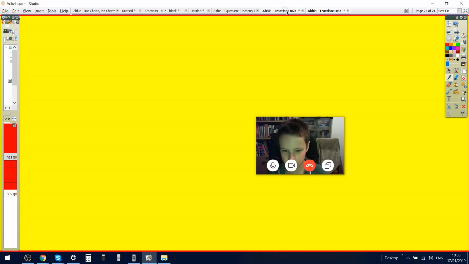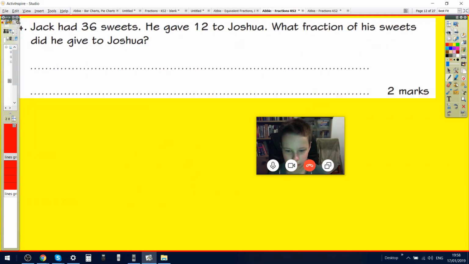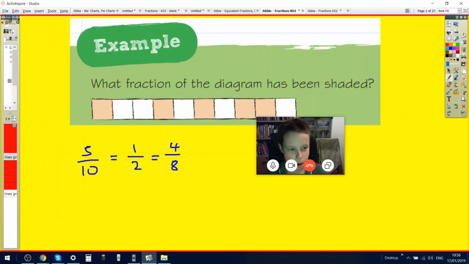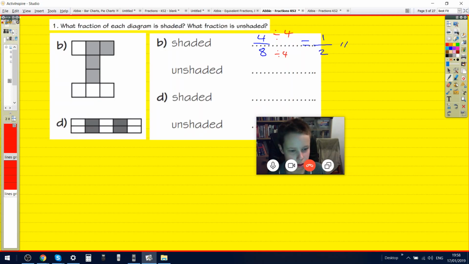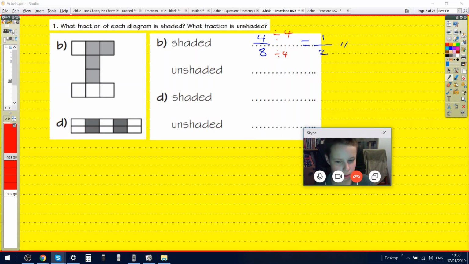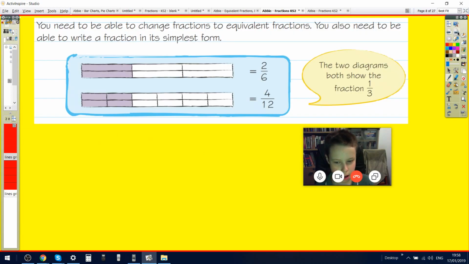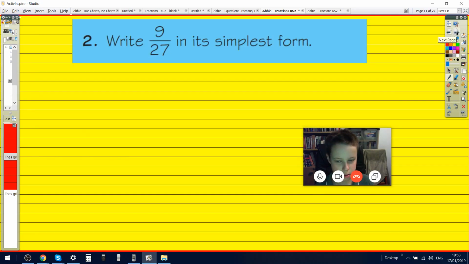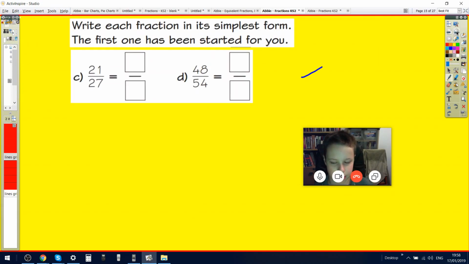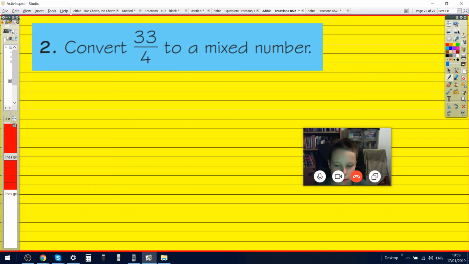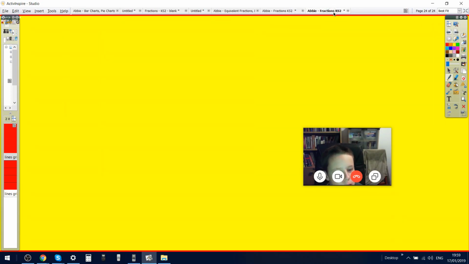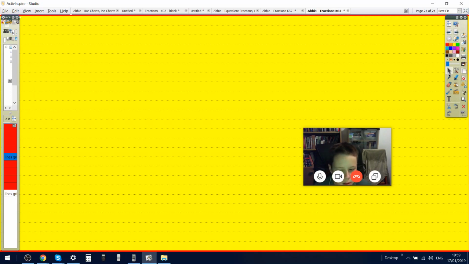Okay, so let me just take one last look here. I think you're okay for the shaded stuff. Equivalent fractions, we did that a lot because we did it with other things. The only fractions you have left to do would be dividing fractions and mixed numbers.